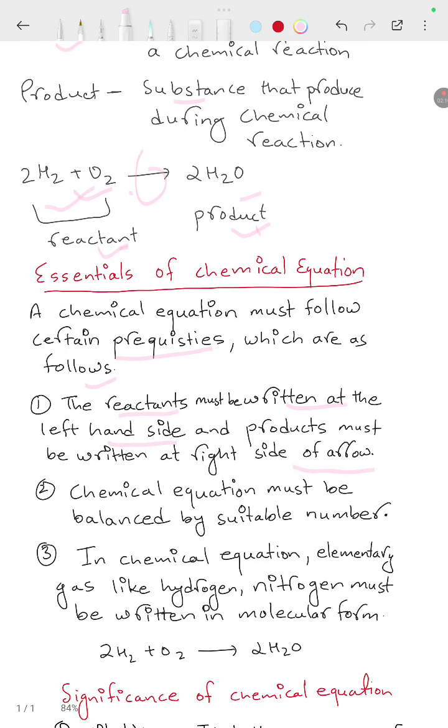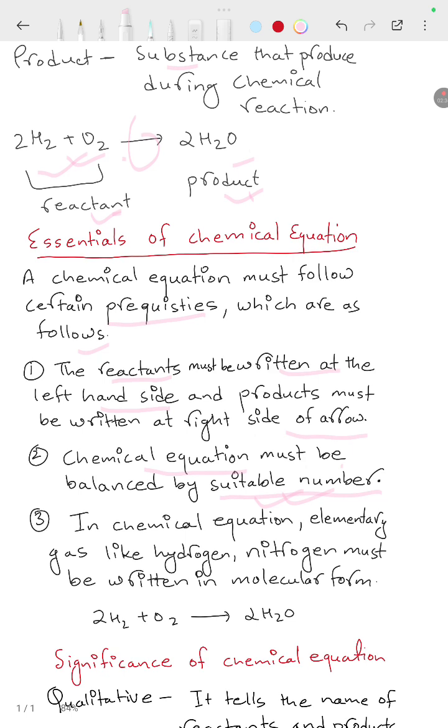Second, a chemical equation must be balanced by a suitable number. It means the atoms on the reactant side and the product side must be equal in number. The number of atoms in the reactant side and product side must be equal.